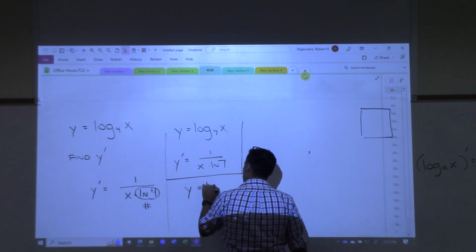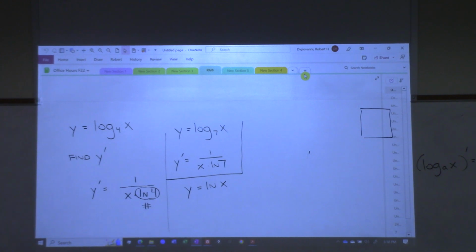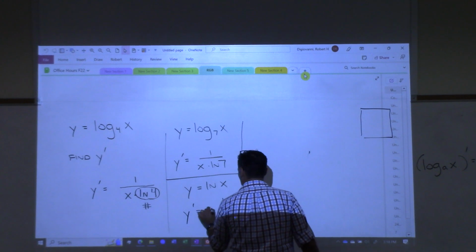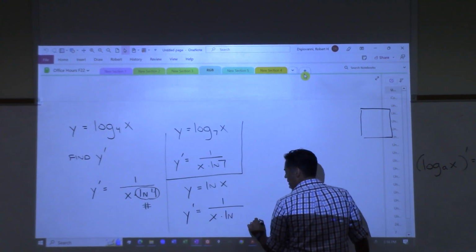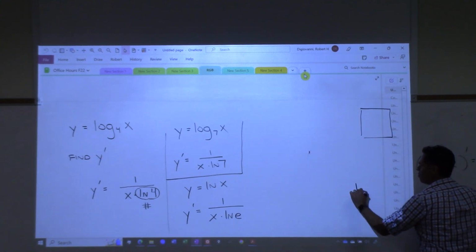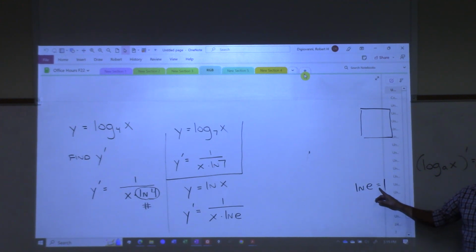What if y is natural log of x? You need to know what the base of that is. What's the base of the natural log? E, right? So that means the derivative of this will be 1 over x times natural log of what? E, right? But wait a minute, what did we just say the natural log of E was? 1. The natural log of E is 1.